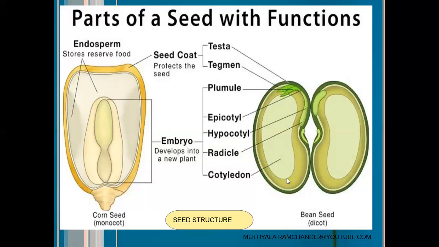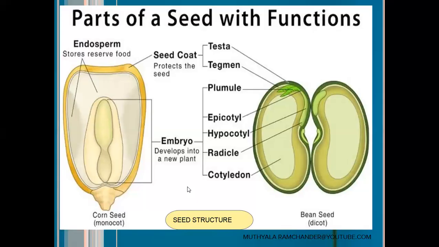Dicot seeds contain two cotyledons, so the seed cleaves into two half parts. Based on these cotyledon structures, we can easily identify dicot seeds and monocot seeds. The monocot seeds do not cleave during germination, but the dicot seeds cleave into two half parts during germination of the seed. A dicot seed example is the bean seed, and a monocot seed is the corn seed. This is the seed structure in angiosperms.